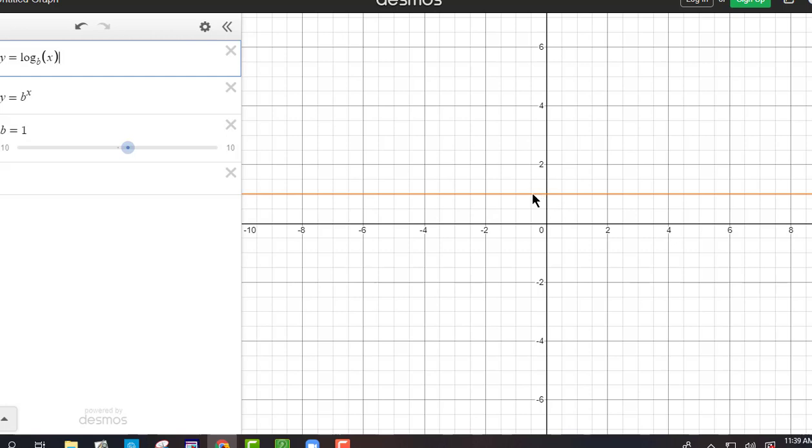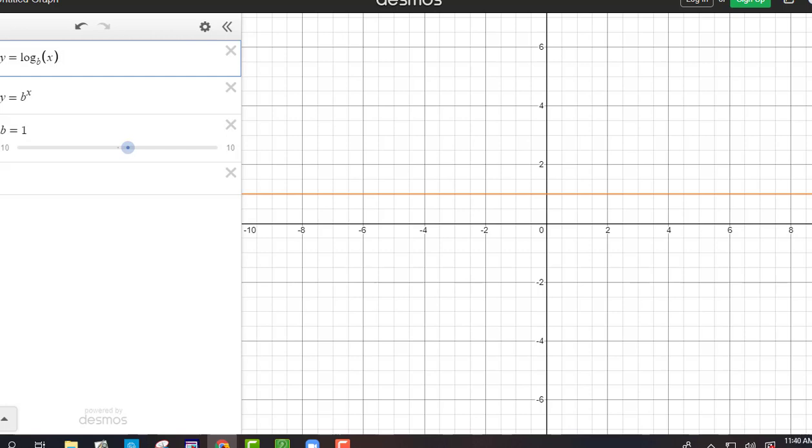Isn't it infinity? Yeah, right? Domain are my x values, so I'm going from negative infinity to positive infinity, all real numbers. What's my range value? Is that my x or my y? When I talk about range, y. Range, right? What's my y value?